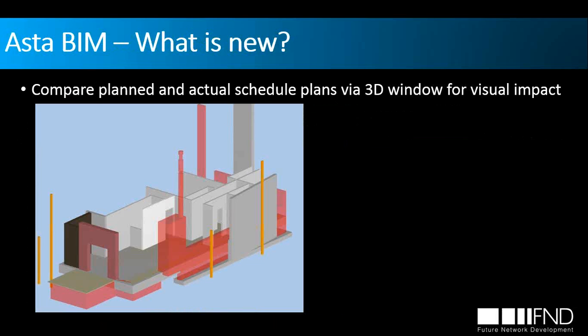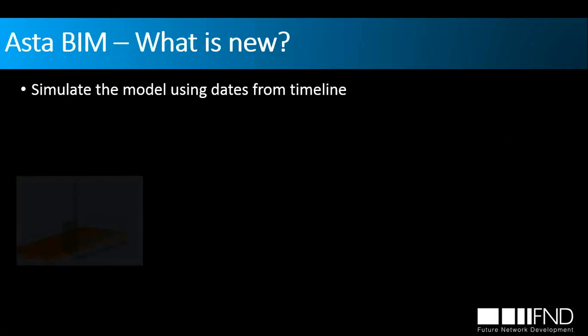And there is another very nice feature of the Asta Powerproject. New module Asta gives us a possibility to compare the planned and the actual schedule via 3D window. So here easily we can see the red color indicates which elements are behind the schedule, so we can inform the responsible person and take corrective actions.